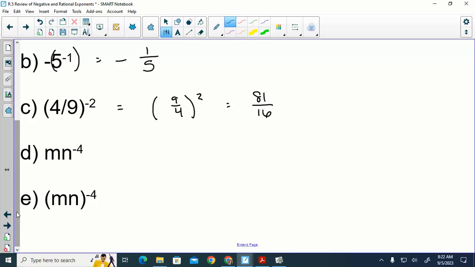M to the negative 4 power. So when we're looking at this, I told you exponents only touch what's directly in front. So that negative 4 is only touching the n. So the m stays by itself, stays where it is, but the n has a negative, so the n moves to the bottom. So m over n to the 4th.